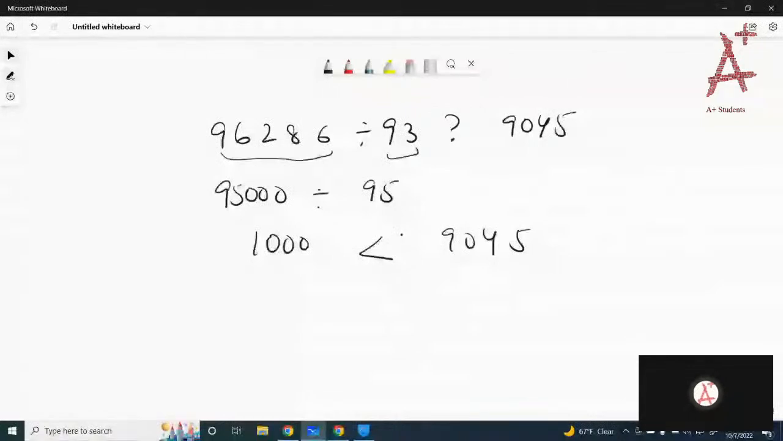The number that you have to divide is 96,285, and here you have 93. I rounded off this number to 95, and here you have 96,000. I know 95,000 is exactly divisible by 95. Got it? So I rounded off the number to 95,000 and then divided by 95. So it would be 1,000. Got it?